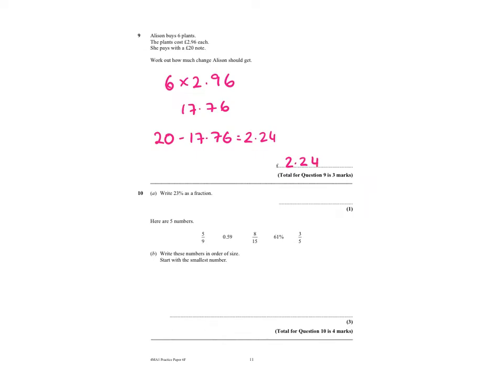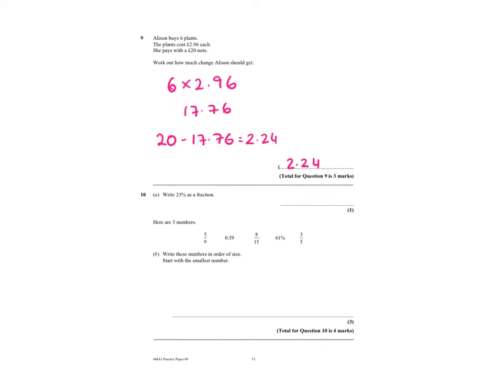Question 10. Write 23% as a fraction. Now, 23%, we know percentage is normally out of 100, so we can write 23 over 100. Now, we can't simplify this because we already know from earlier that 23 is prime. So there are no common factors in 23 and 100 where we could simplify.